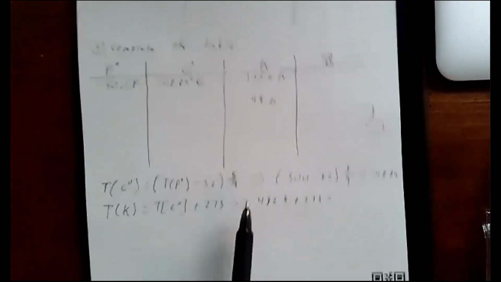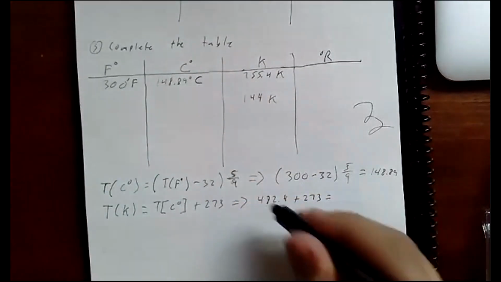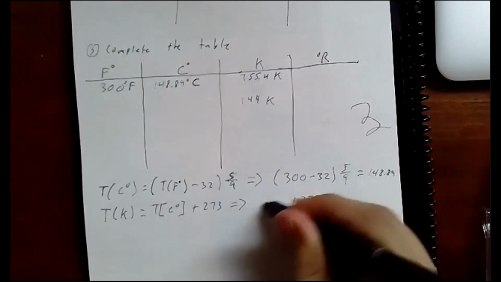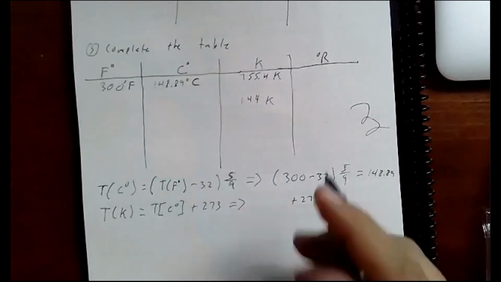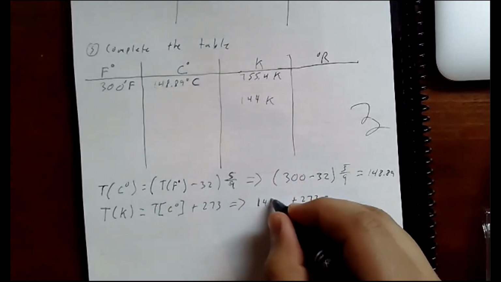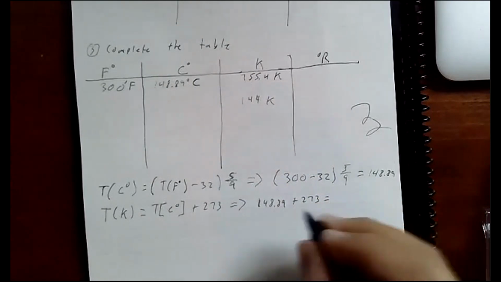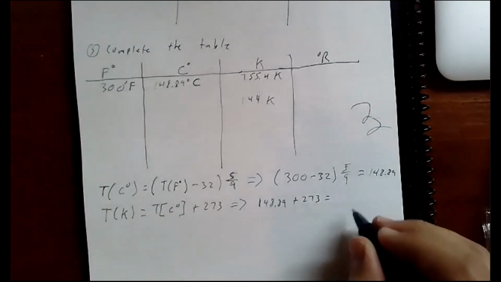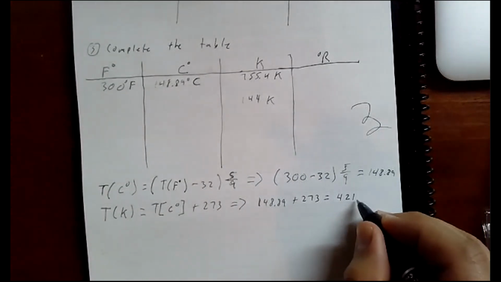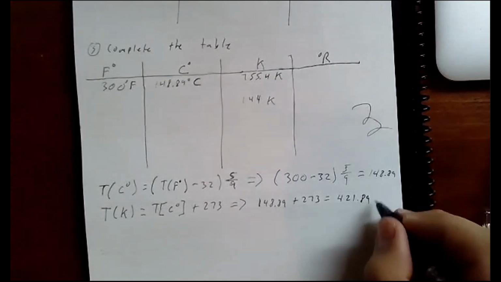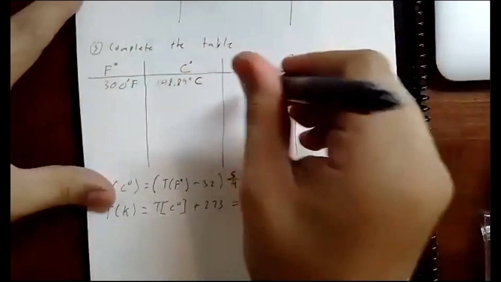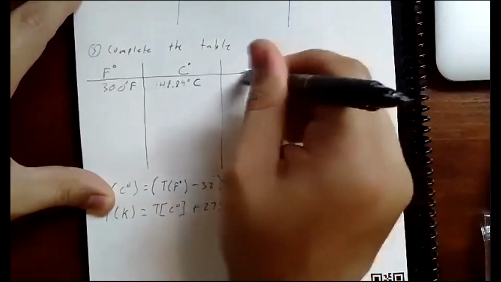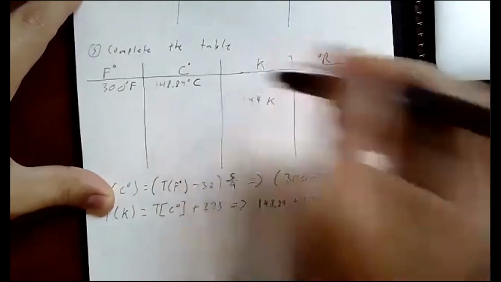So over here, you'll just plug in. This formula is good. This will be 148.89, plus 273 should be 421.89 Kelvin. So when you're going to Kelvin, you need the Celsius. When you're going to Rankine, you can use Fahrenheit.